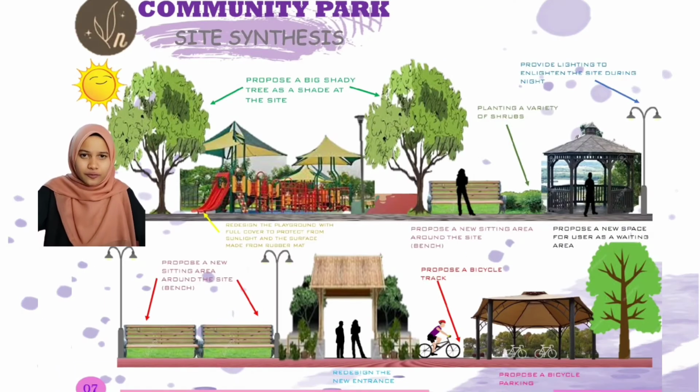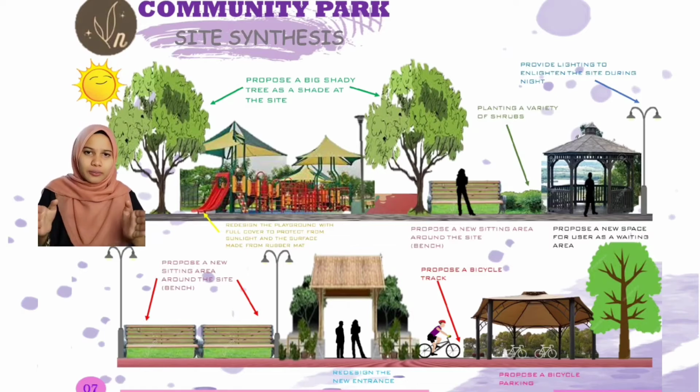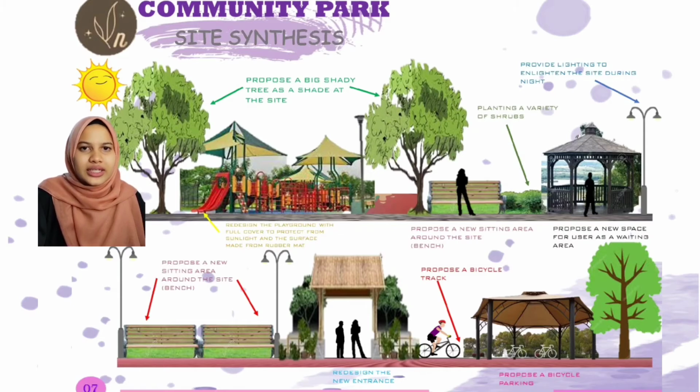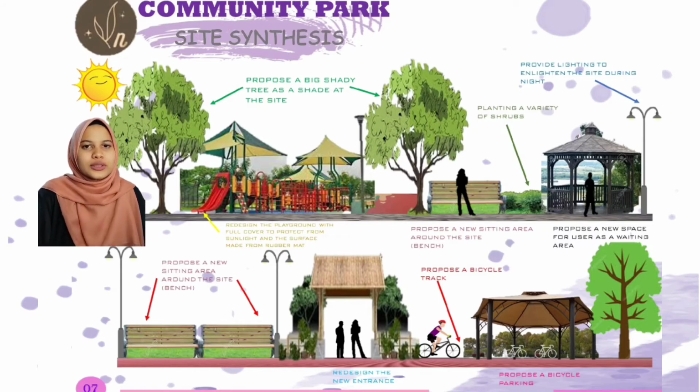Okay, the second view for the synthesis: I want to propose a new sitting area around the site, which is a long bench, then redesign the entrance with a modern look. Next, I want to propose a bicycle track for adult users. Then also propose bicycle parking.